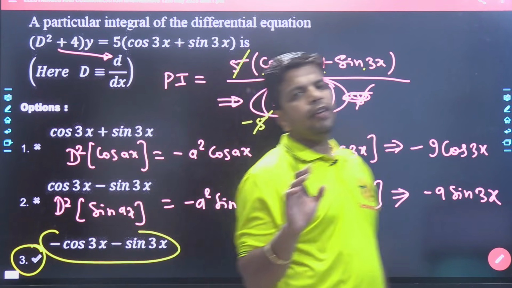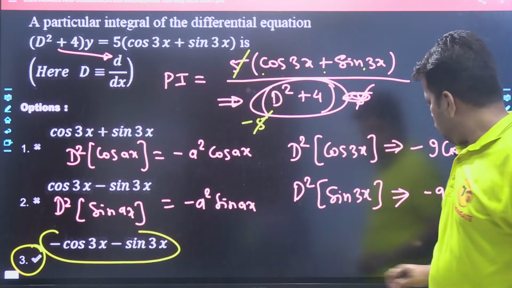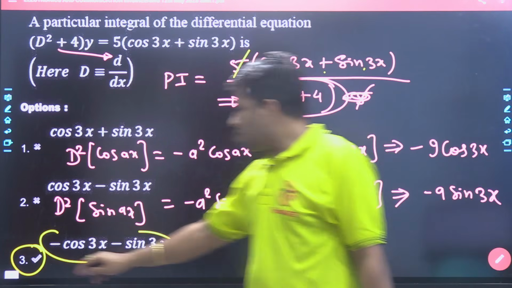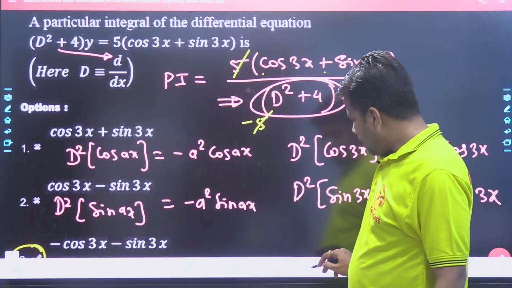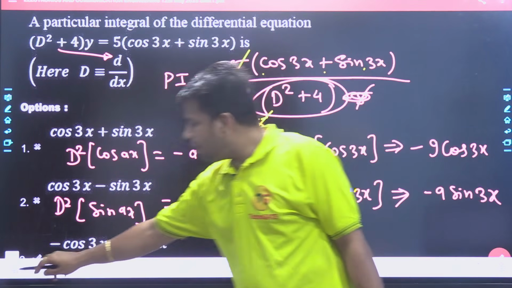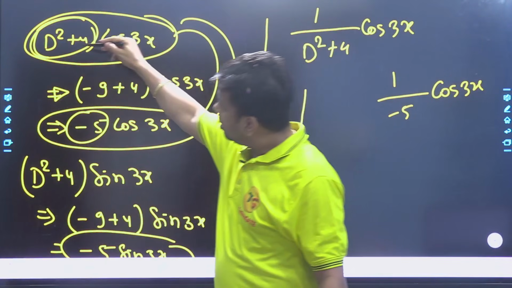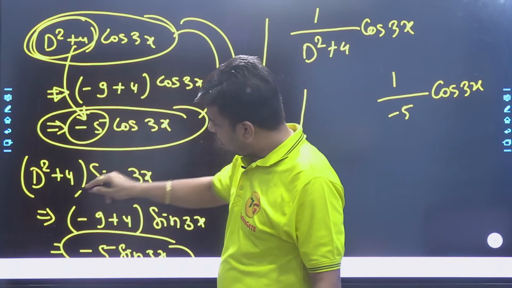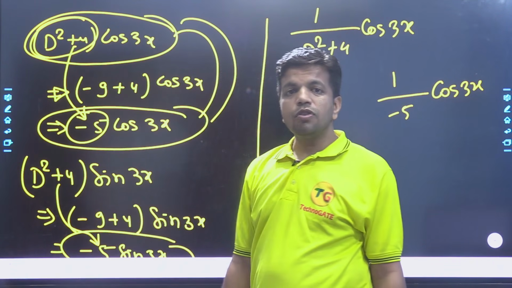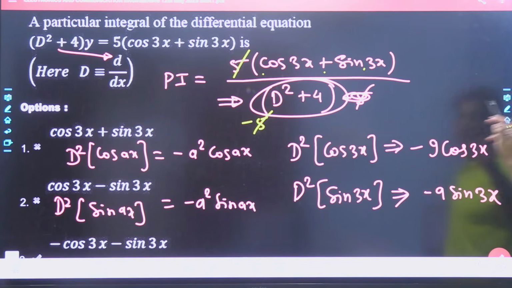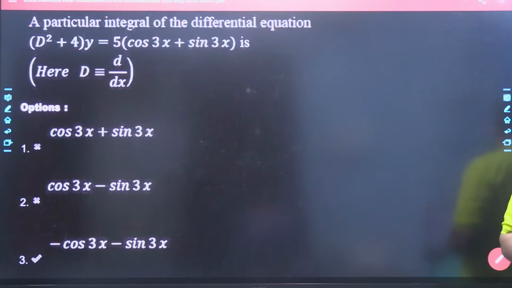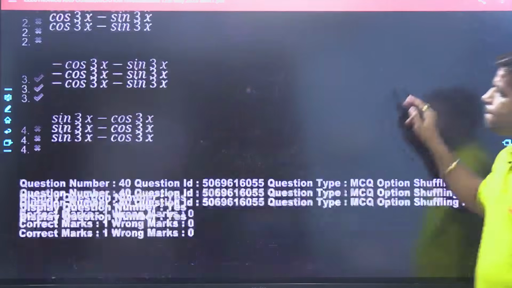So simply we need to find out the value of d square plus 4. You can see here the value of d square plus 4 is, either you do it by this, it gives you minus 5, and here also it gives you minus 5. So d square plus 4 is minus 5. I am simply putting the value in this equation and got that answer. So I hope it is clear.